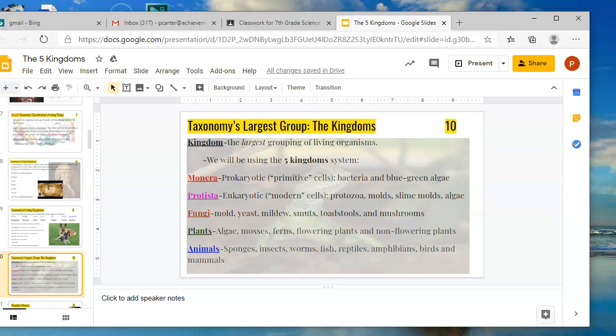Taxonomy's largest group, the kingdoms. The kingdom is the largest grouping of living organisms. We will be using the 5-kingdom system: Monera, prokaryotic primitive cells, bacteria, and blue-green algae; Protista, eukaryotic, protozoa, molds, slime molds, and algae; Fungi, mold, yeast, mildew, smuts, toadstools, and mushrooms; Plants, algae, mosses, ferns, flowering plants, and non-flowering plants; Animals, sponges, insects, worms, fish, reptiles, amphibians, birds, and mammals.